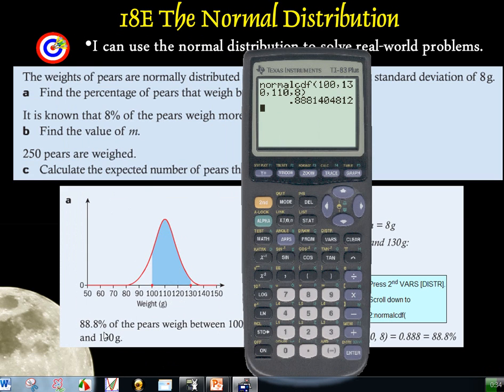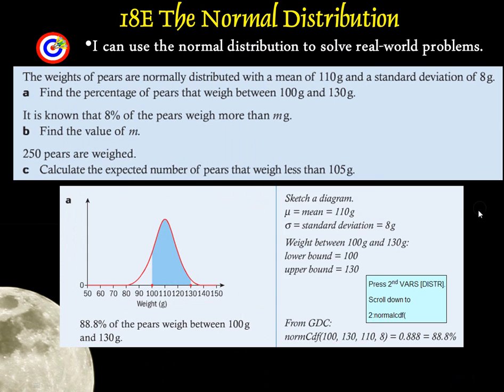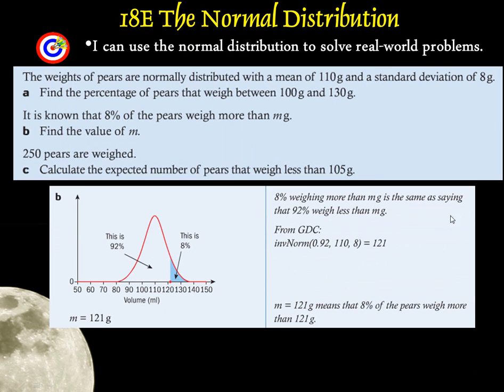All right, let's look at the B and C portions of this. It's known that 8% of the pairs weigh more than m grams. That's not milligrams, but m grams. Find the value of m. Here's our 8%. We're really looking for this piece right in here, so we're looking for 92% of the data.